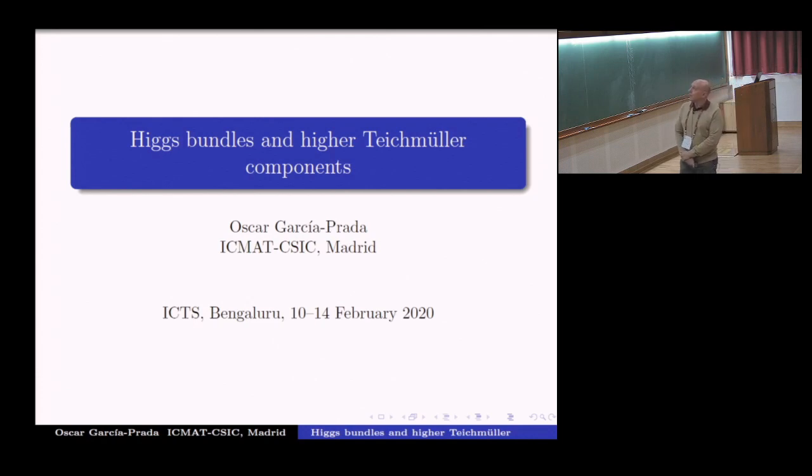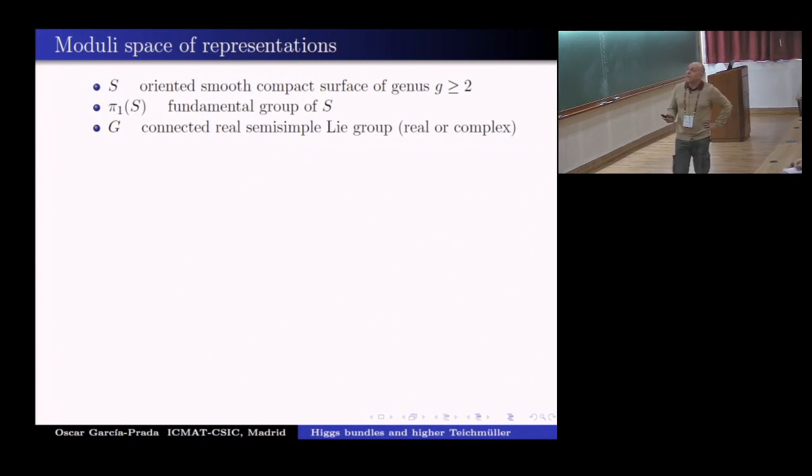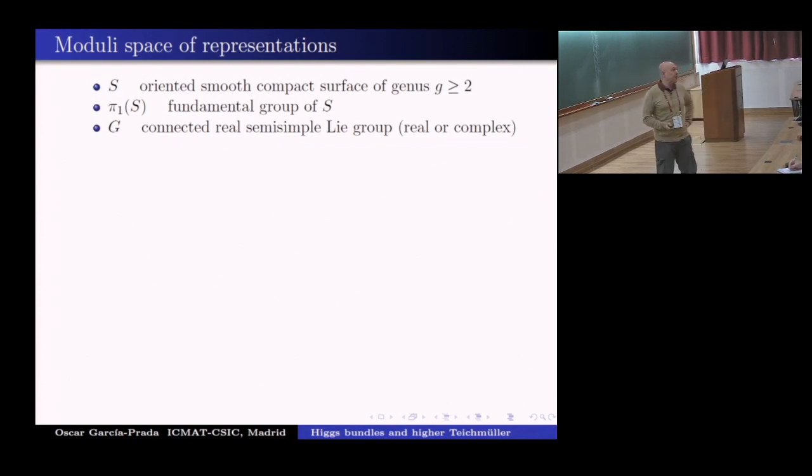Okay, so I want to tell you about higher Teichmuller spaces. These are generalizations of the usual Teichmuller space of a surface, but let me put this in a context. And so the context here is we start with S, an oriented, smooth, compact surface of genus bigger than 1. And then we consider its fundamental group, pi 1 of S.